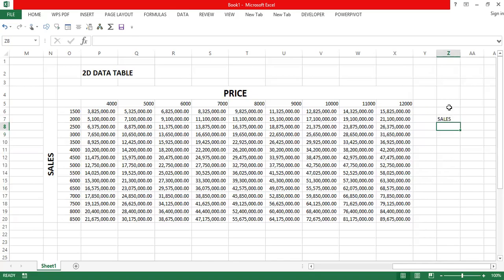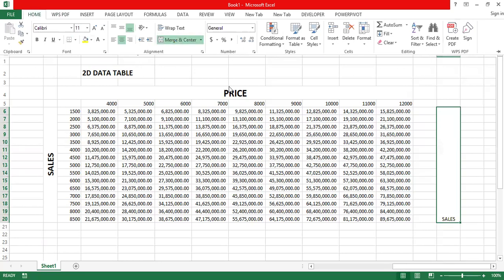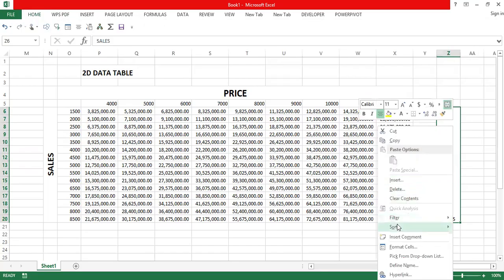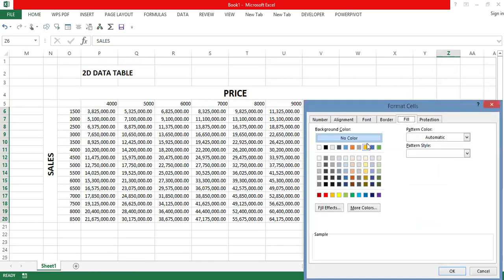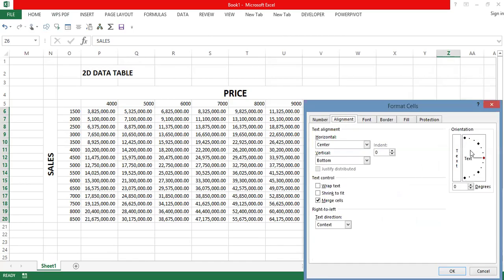Okay, you highlight, merge, then to turn it, right click, go to format cells. Go to alignment, click on alignment, then you come to this place, orientation.